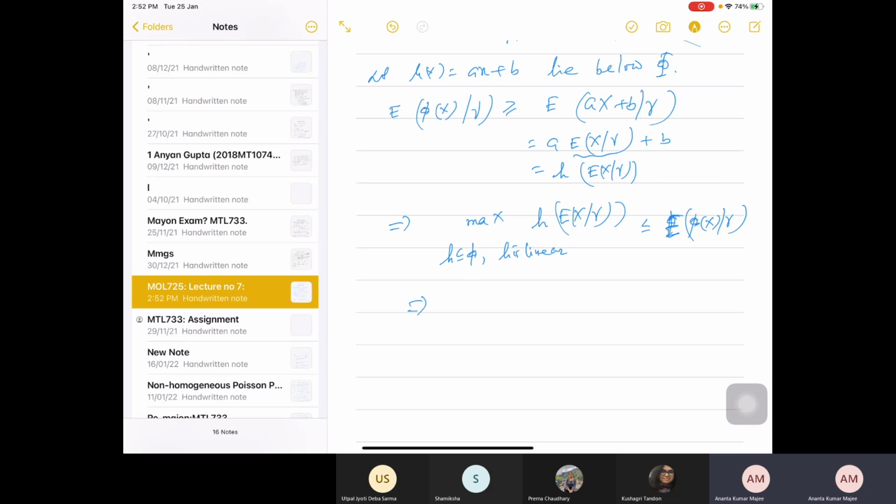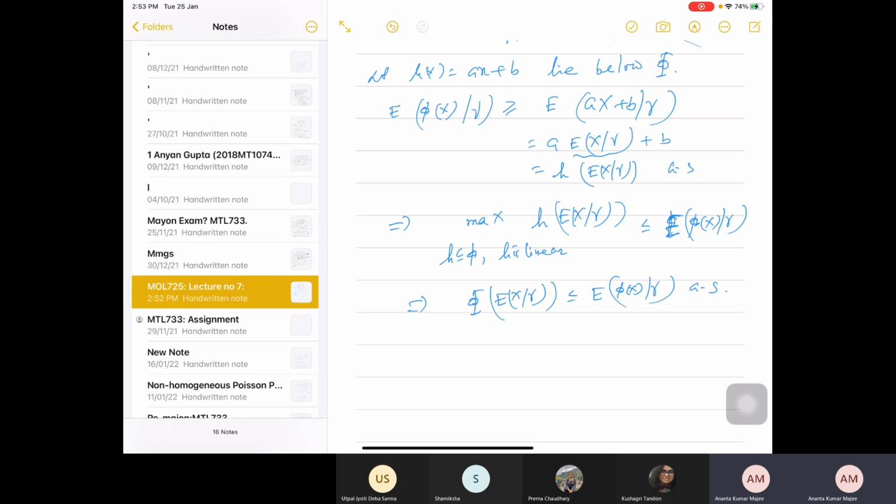So this implies, by the definition of phi, that this is nothing but phi of the expectation over x given nu, which is less than or equal to the expectation of phi of x given nu almost surely. Because all these things hold almost surely. So this is Jensen's inequality. What it says is that if you have a convex function, then I have this part.